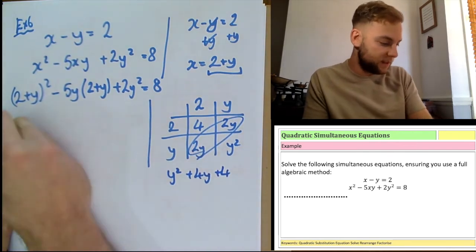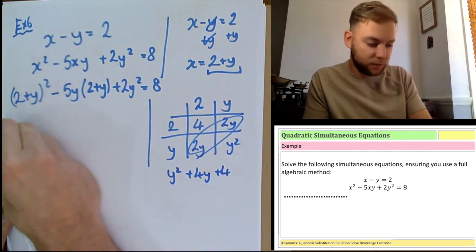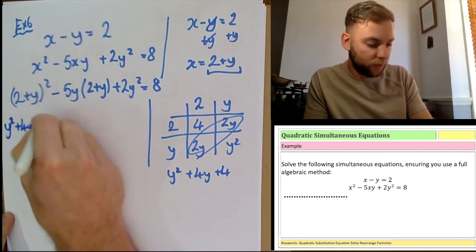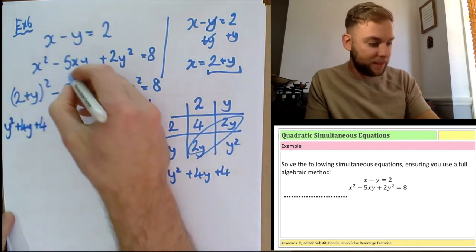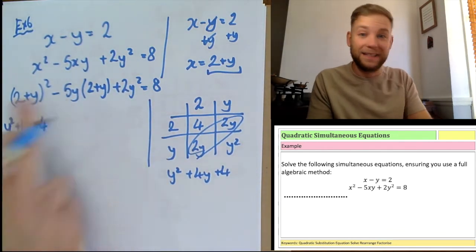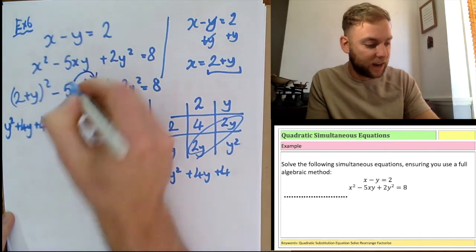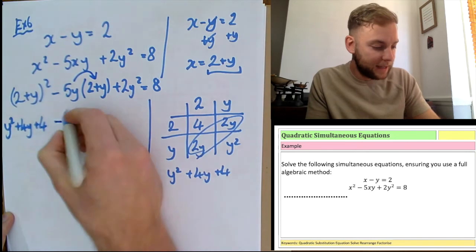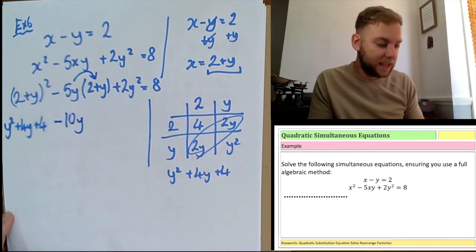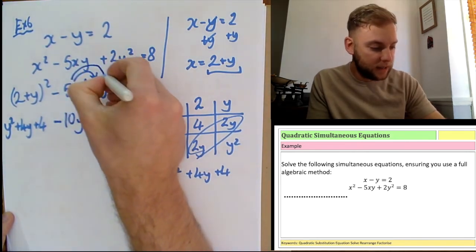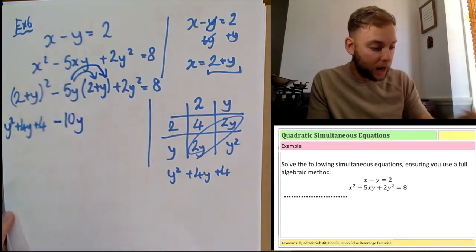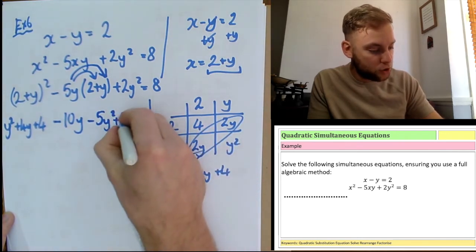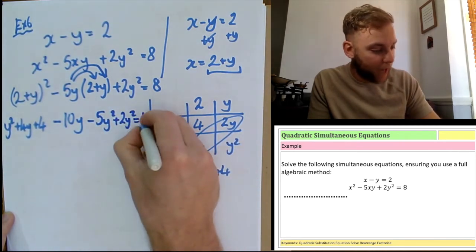Okay, so let's start writing this down. And you might need a bit more space in this one. So y squared plus 4y plus 4, which is that. I'm going to expand this out now. Be careful with this negative here. It's negative in front of that. So it's minus 5y times 2, which is equal to minus 10y. Notice I'm taking my time with this because it's a negative. Minus 5y times y is minus 5y squared. Plus the 2y squared is equal to 8.